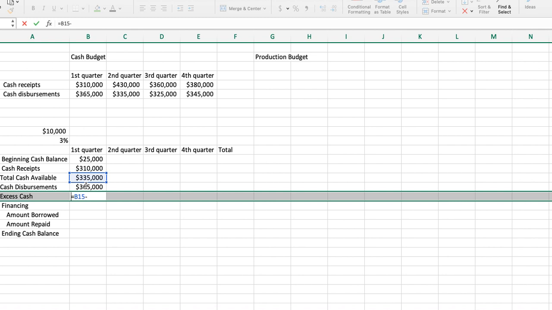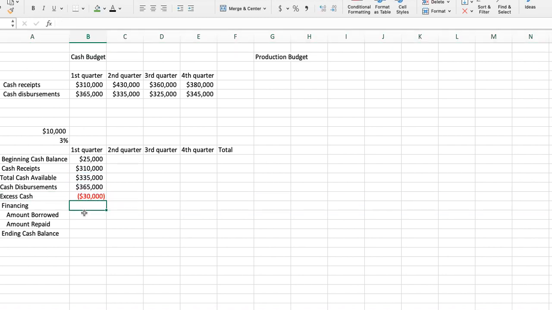Now, if I have a negative right there, then I'm going to need to borrow some money. My minimum balance is $10,000, so I need to borrow $40,000. And then my ending cash balance, I think I can set this up with formulas, is $10,000. So my beginning for the second quarter is my ending for the first.